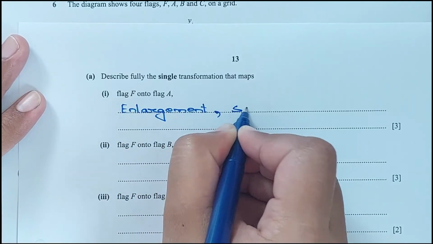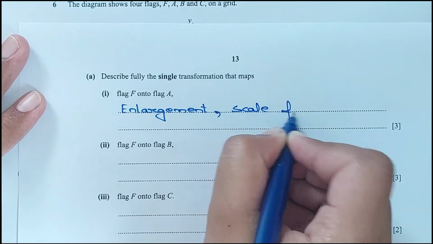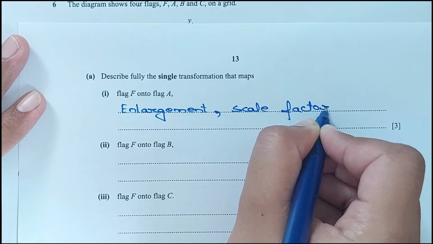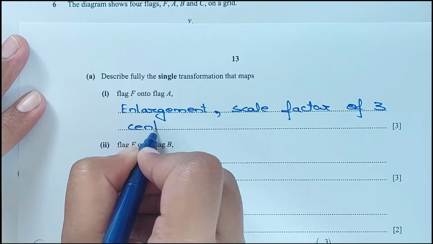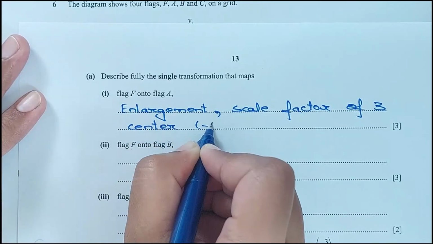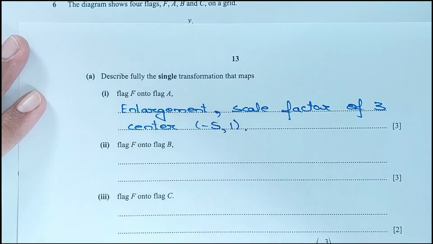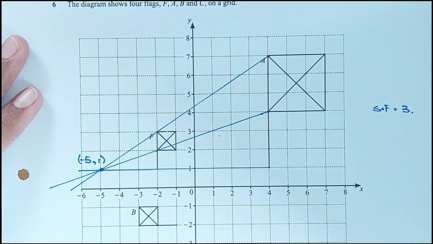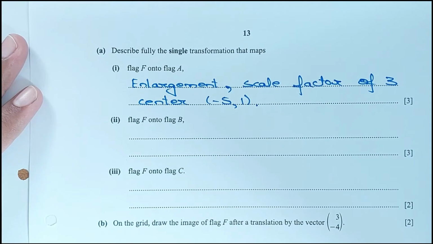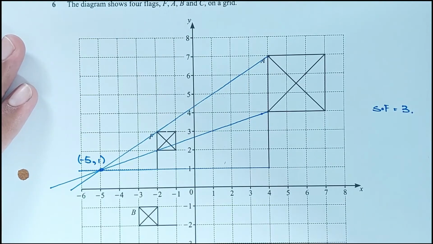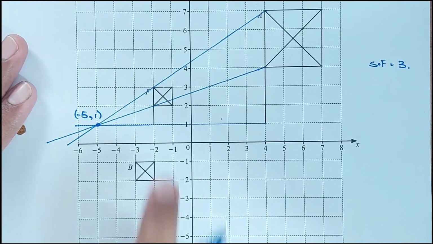With a scale factor of 3, and center of enlargement is -5 and 1. All right. Okay, now the second part, flag F onto flag B, F onto B, right? Look at F and B. This is F, this is B.